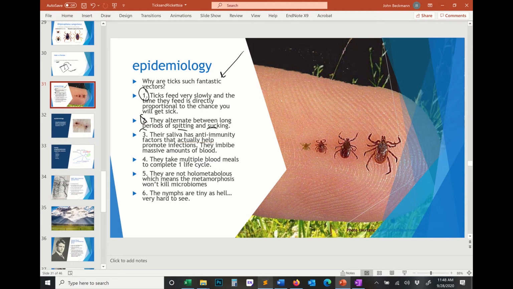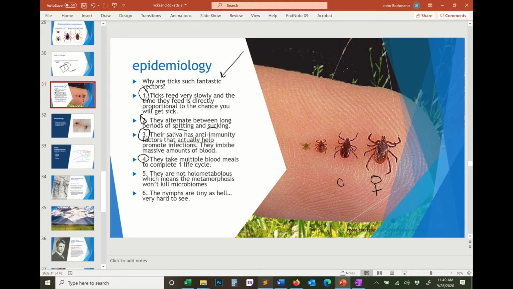We already talked about this. Their saliva has all kinds of anti-immunity factors so that you don't notice them there, so that you can't feel it, so that they stick to you, all kinds of stuff like that. And there's actually a lot of people who study how the components of the saliva, the proteins in the saliva, might facilitate transmission of diseases. So sometimes what they're spitting in actually helps the disease become transmitted. And they take multiple blood meals to complete one life cycle.